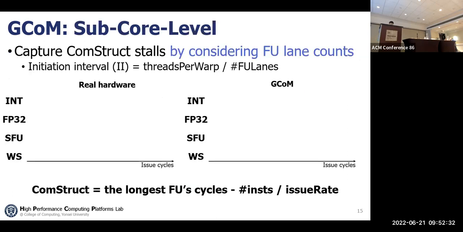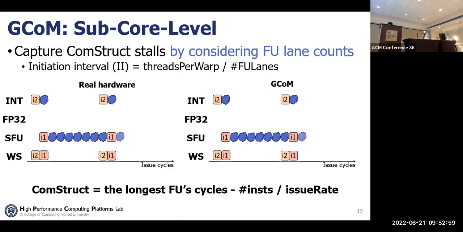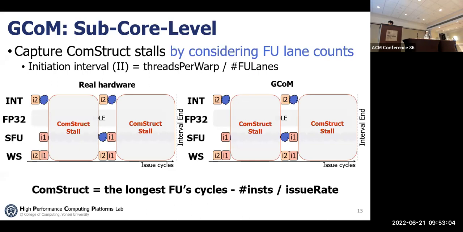GCoM quantifies the compute structural stall caused by the limited functional unit lanes per subcore. The idea is that the longest functional unit determines the issue cycle of the interval. With respect to the functional unit lane count, GCoM applies a different initiation interval. For example, 2 for int and 8 for special function unit. When a subcore executes 2 warps with an int and a special function unit, stall cycles incurred by the special function unit hide those of the int unit.